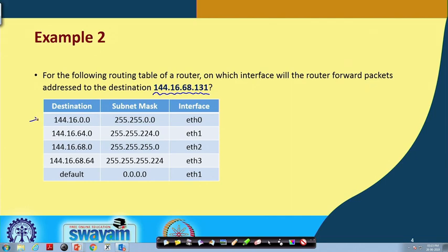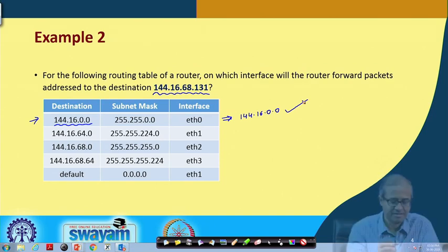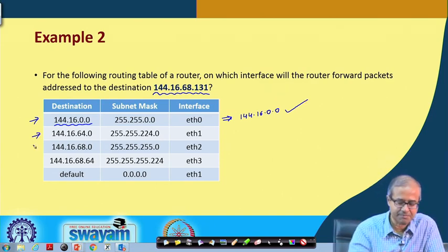Let us take the first one. The subnet mask is 255, 255, 0, 0, the last 2 bytes are all 0. So, the last 2 bytes will become 0. So, for this one, after this bit by bit ANDing, you will be getting 144.16.0.0, which is actually matching with this. So, for the first one, you will be getting a match. Let us look at the second one.